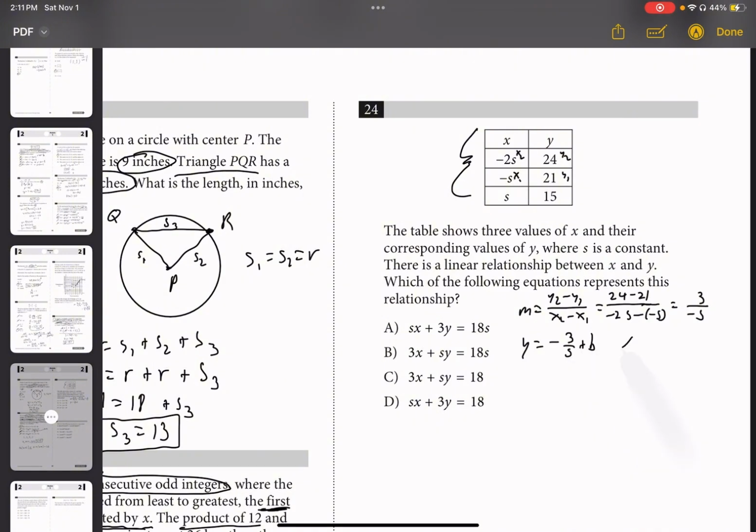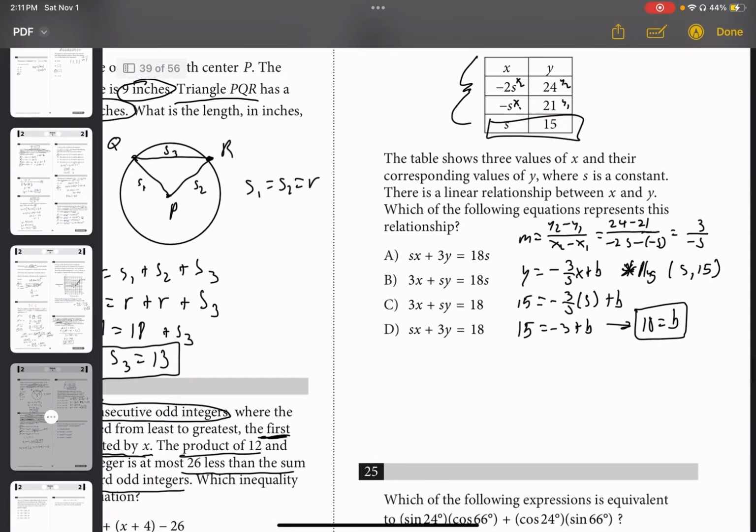You're going to plug in these points. S and 15, so you get 15 is equal to negative 3 over s. Sorry, when I wrote the equation up here, I meant to write x as well. So you get negative 3 over s times s plus b, so you get 15 is equal to negative 3 plus b, 18 is equal to b. That's not what it's looking for though.